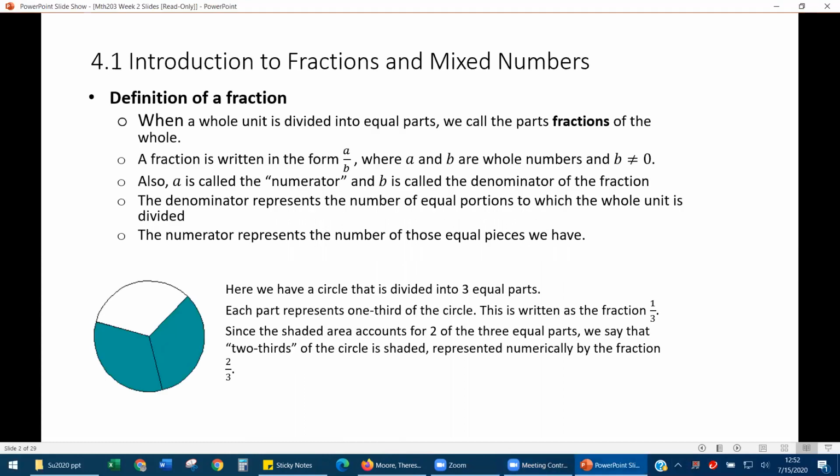Okay, so fractions. A fraction is something that is cut into equal portions. Those equal portions we call fractions of the whole. Fractions are written in the form of A over B. A would be your numerator, B would be your denominator. A and B are whole numbers, which in this case should say integers, because they could be positive or negative.